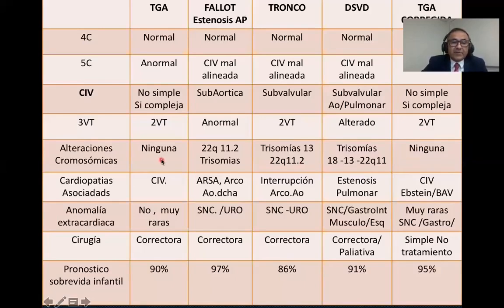Chromosomal abnormalities. In TGA, there are none, and in the others, in Tetralogy of Fallot, it is associated with a 22q11 deletion and with trisomies. In Truncus Arteriosus, it is associated with trisomies 13 and 18 and 22q11. In double outlet right ventricle, it is also associated with trisomies. And in the corrected form, just like in simple transposition, it is not associated with chromosomal abnormalities.